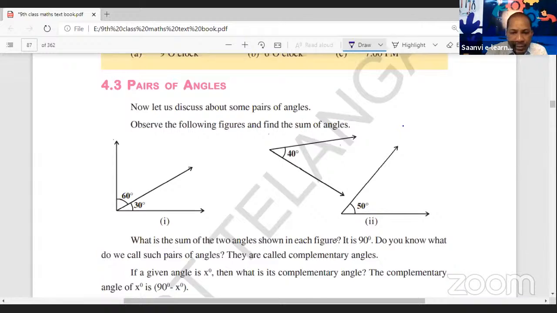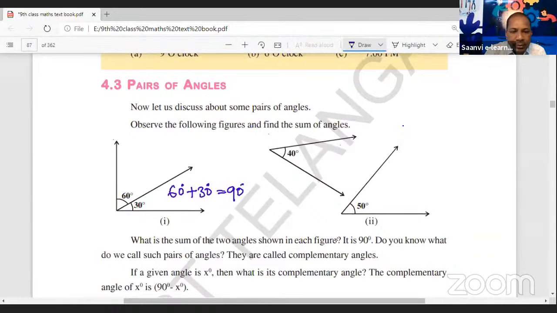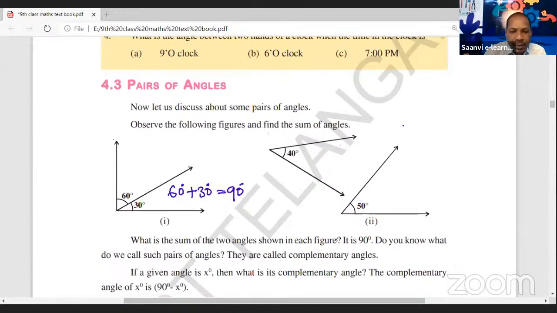Now complementary angles. Complementary angle means the sum of the two angles: if the sum of the two angles is equal to 90 degrees, then they are called complementary angles. Here observe these two angles. One is 30 degrees, the second angle is 60 degrees. When we find their sum, 60 plus 30, we get 90 degrees. So these two angles are called complementary angles. Why? Because 60 degrees plus 30 degrees is equal to 90 degrees.